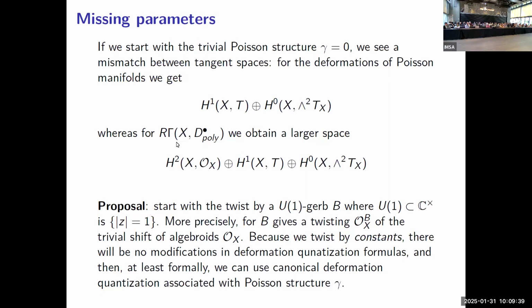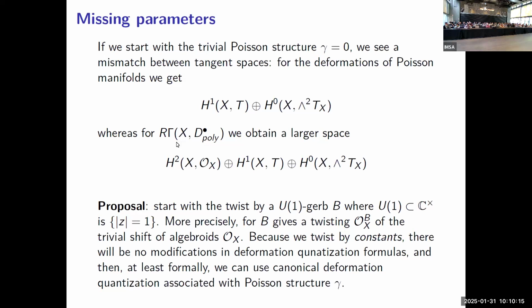And because constants don't really enter in any formulas in deformation quantization, they sit in the center. And because of this, one can write the deformation quantization formula for this twisted by constants case as well. There's really no trouble. And then after that, at least in formal series, you have canonical deformation quantization. So we can first twist by constants, then do canonical quantization. We get some parameterization.